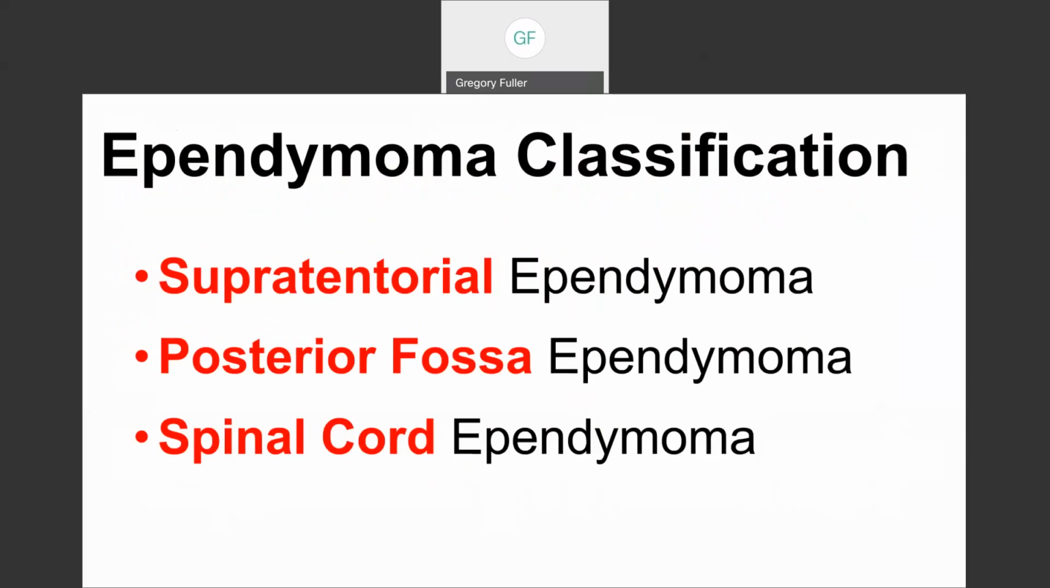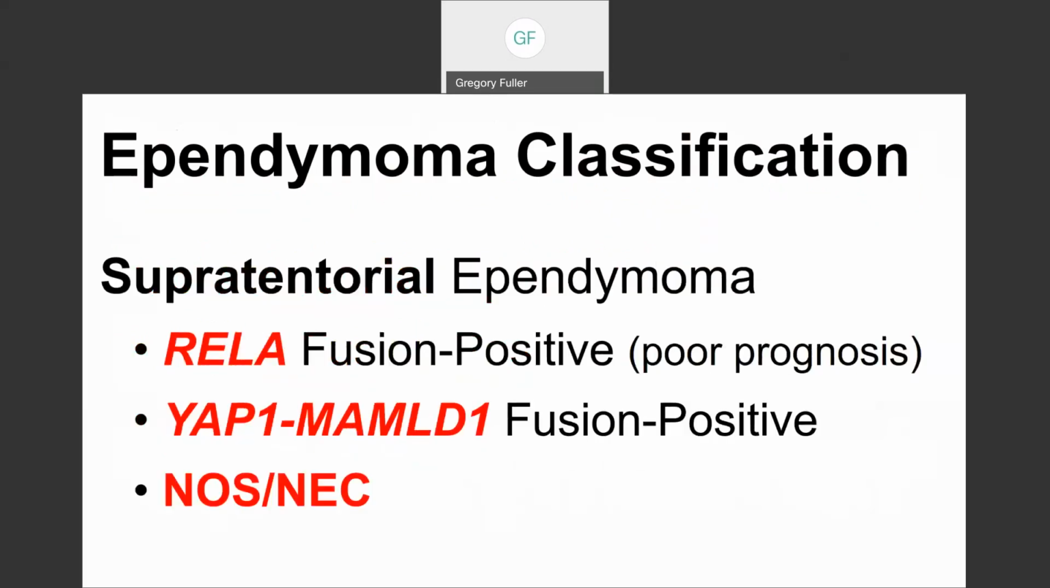Okay, here's the new ependymoma classification in a nutshell. We first classify ependymomas by anatomic location: supratentorial, posterior fossa, spinal cord, 3 big divisions. Then we subclassify them with molecular signature. So for the supratentorial ependymomas, there are 2 known molecular flavors: RELA fusion positive, with a poor prognosis compared to YAP1-MAMLD1 fusion positive.